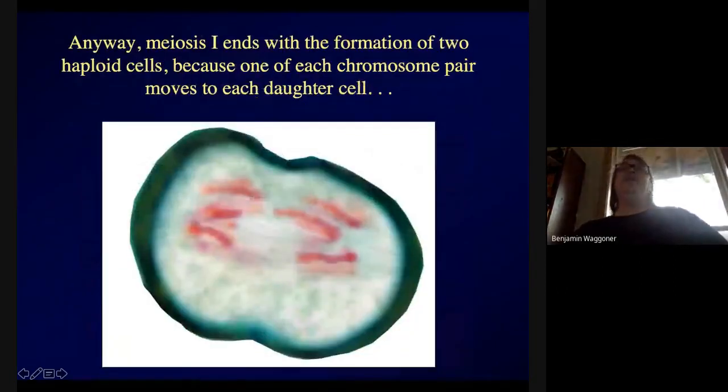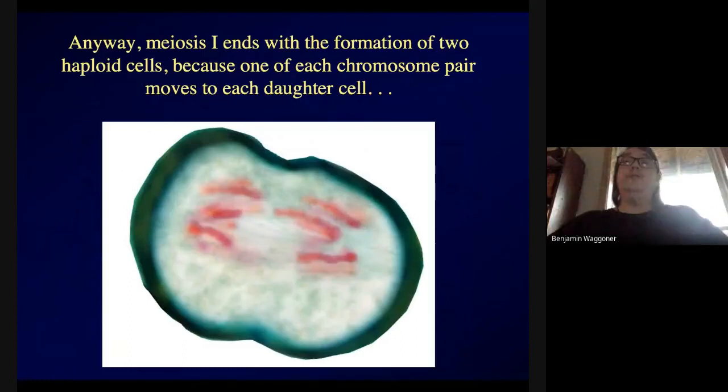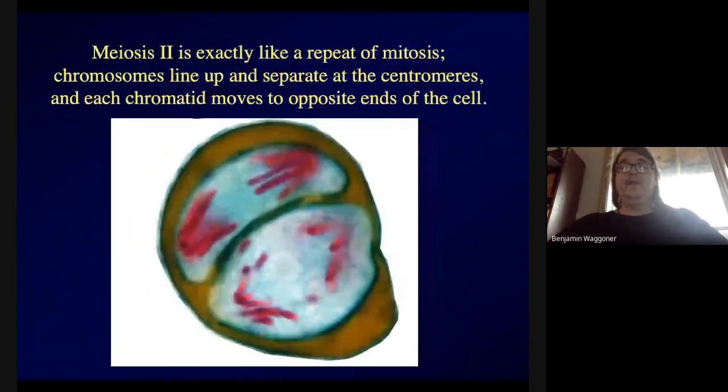Meiosis 1 ends with the formation of two haploid cells. So it looks like there we've got anaphase 1. One of each chromosome pair will move to each daughter cell. And then meiosis 2 is exactly like a repeat of mitosis. The chromosomes line up, they separate at the centromeres, and each chromatid moves to opposite ends of the cell. So that's what meiosis 2 looks like.